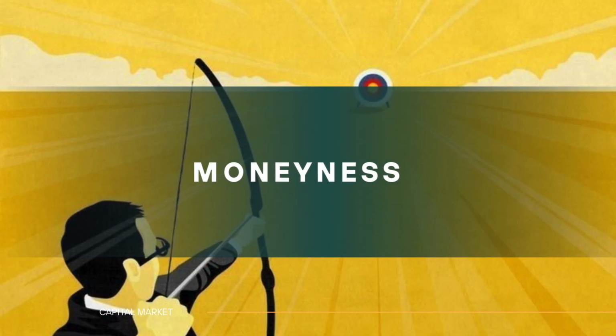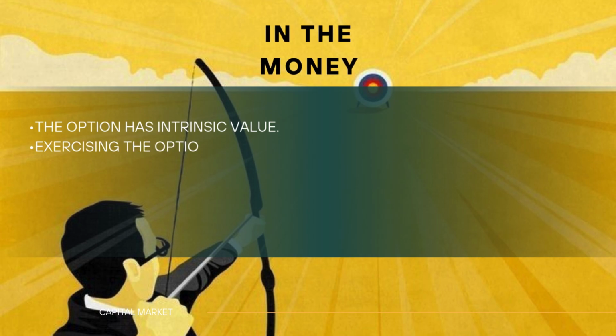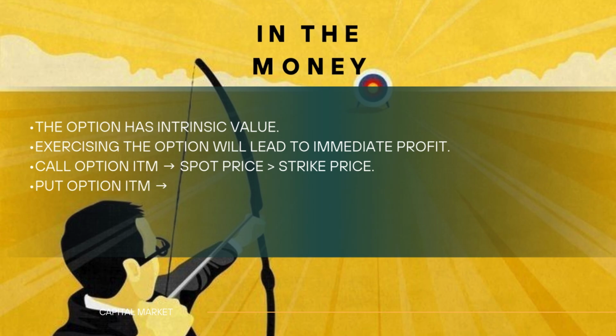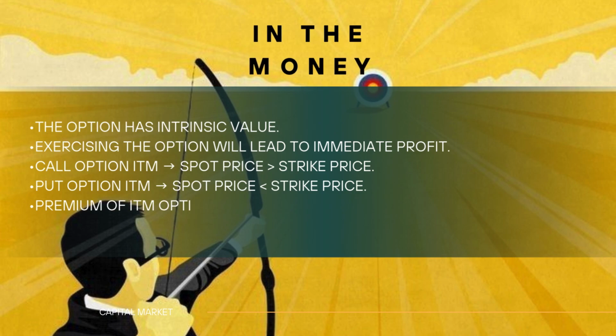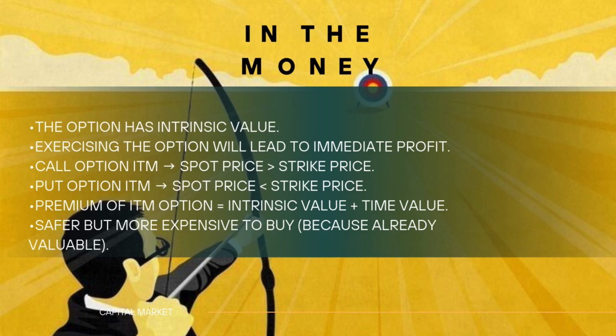Now let us understand the concept of moneyness in options. First, in the money. These options already have intrinsic value. If you exercise them immediately, you get a profit. For a call option, ITM means the spot price is greater than the strike price. For a put option, ITM means the spot price is less than the strike price. Because they already carry value, the premium includes both intrinsic value and time value. They are safer to buy but more expensive.